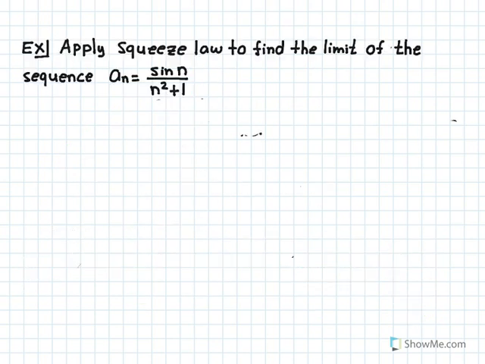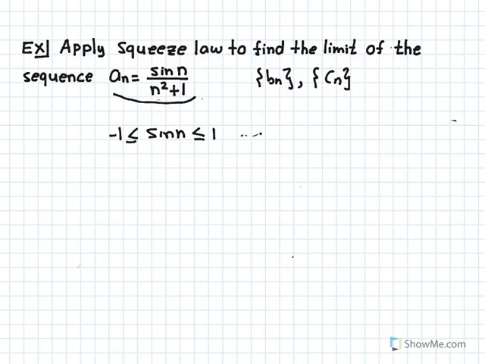All right, let's apply the squeeze law to find the limit of the sequence an equal to sine n divided by n squared plus 1. Our goal is to find two sequences, bn and cn, such that an, equal to sine n divided by n squared plus 1, is sandwiched between these two sequences. So let's start with sine n. We know sine n is between 1 and negative 1 for all n.